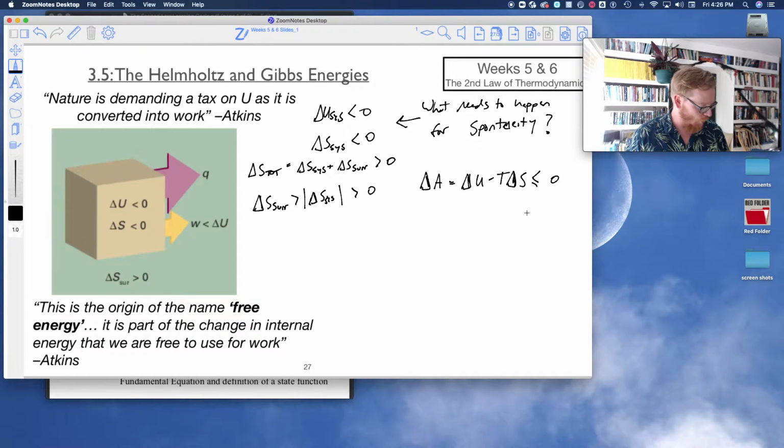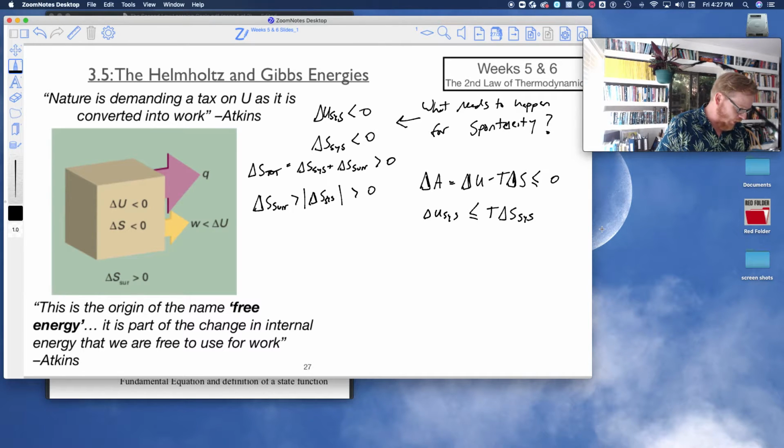So, in other words, applying the system to this, we could say delta U of the system must be less than or equal to T times delta S of the system, okay? And because we also know that both of these quantities are negative, the change in entropy of the system times temperature cannot be as negative as the delta U, okay? And so what that means is the following.